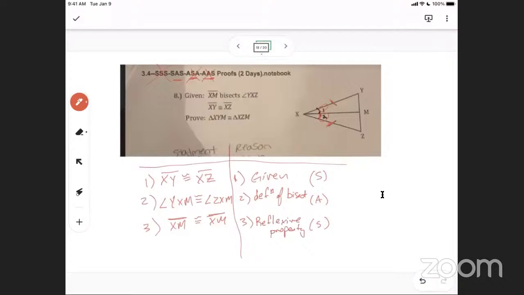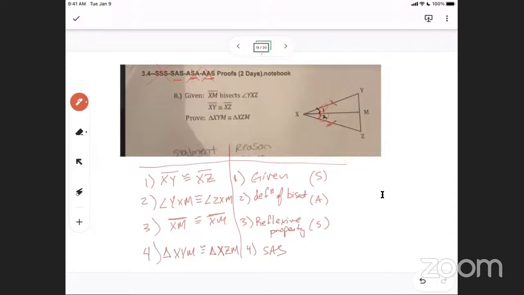And he said reflexive, and he was right. So now what do I do? What's the next step? What's number 4? Do you write down like the angle XYM thing? Not angle. Triangle. Triangle is congruent to triangle XZM. And why? Because of the SAS. SAS. Perfect. There you go. And you're done.